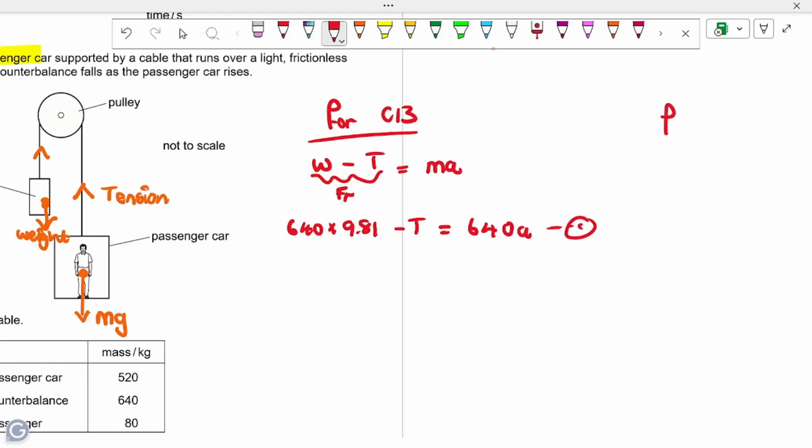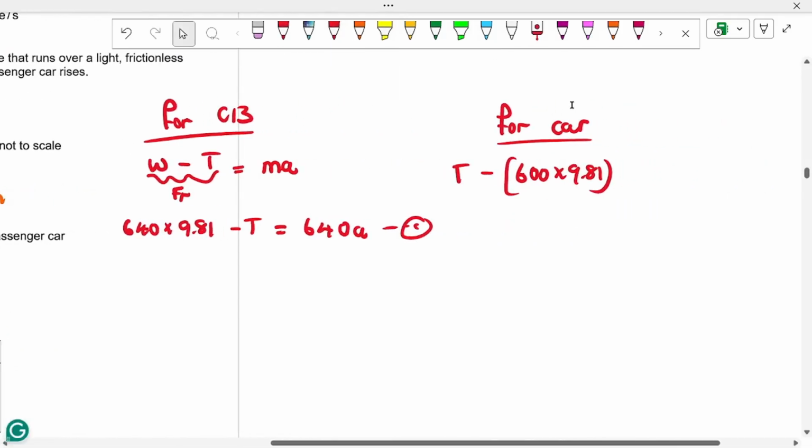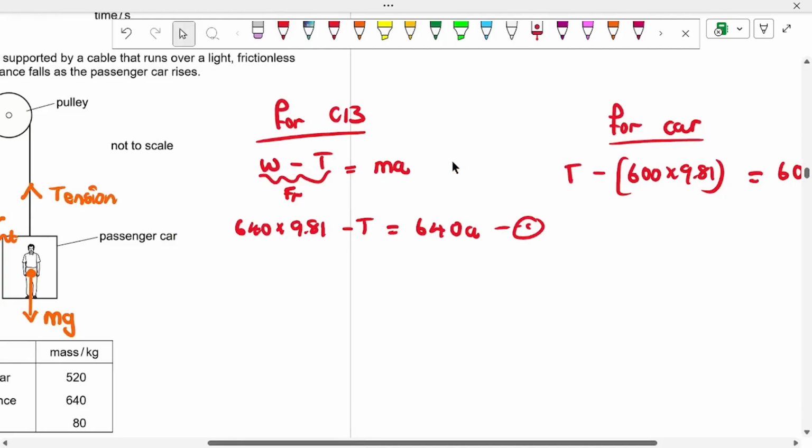Then for the other side, it's for the car with the person included. The tension is greater for this side. So I have tension minus the combined weight, which is 520 plus 80. That's 600. So I have 600 times 9.81, and that's going to be equal to 600a. I call that equation 2. So I have two equations, one there, one there, and what I can do is solve these equations simultaneously and get one specific equation.